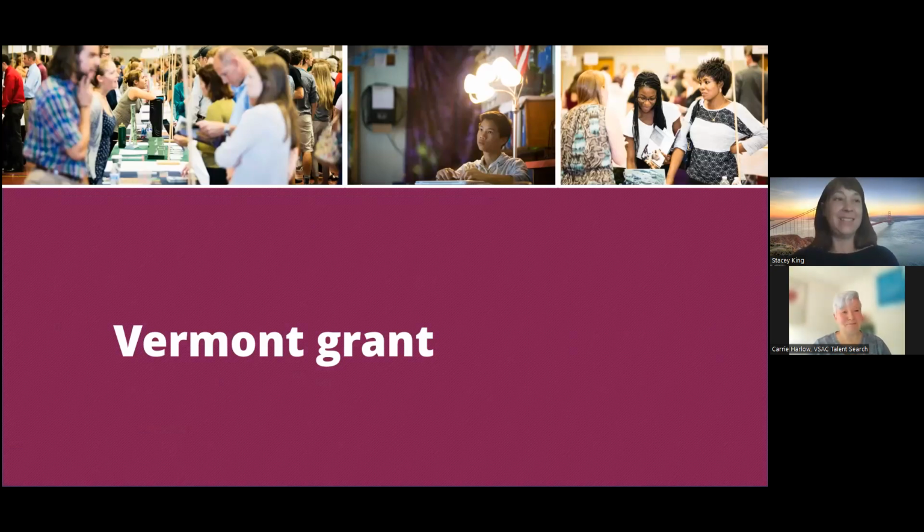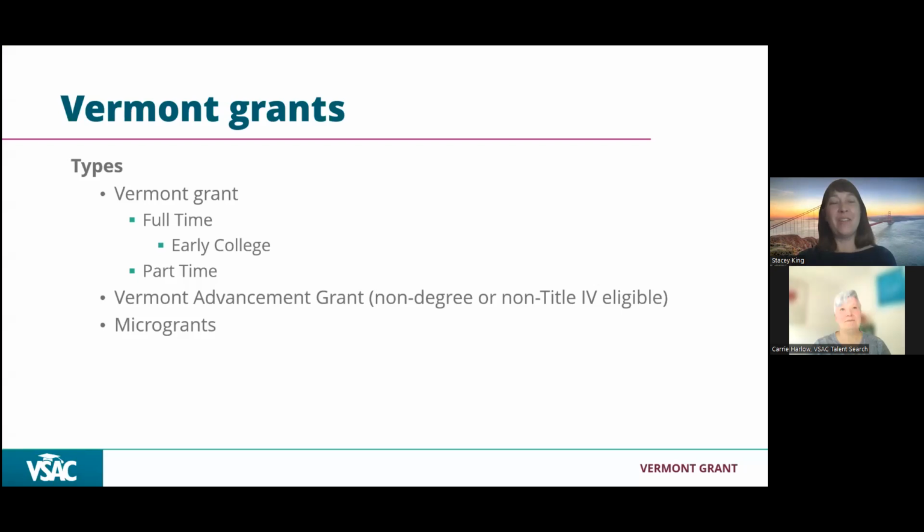All right, excellent. So the Vermont grant is actually the Vermont grants, plural. We have multiple forms of state aid currently. The Vermont grant, as it's traditionally called, refers to the degree grant. And that can be a full-time for early college. There's a smaller award for those students, and then it can also be for part-time.